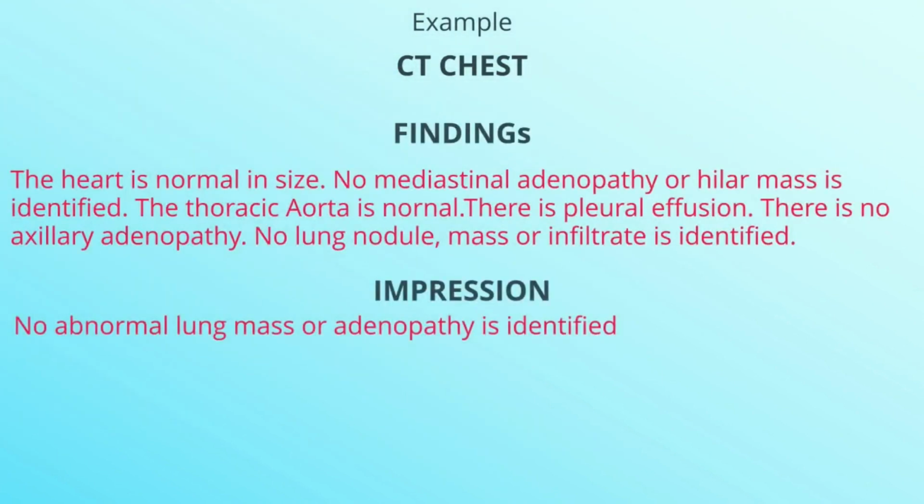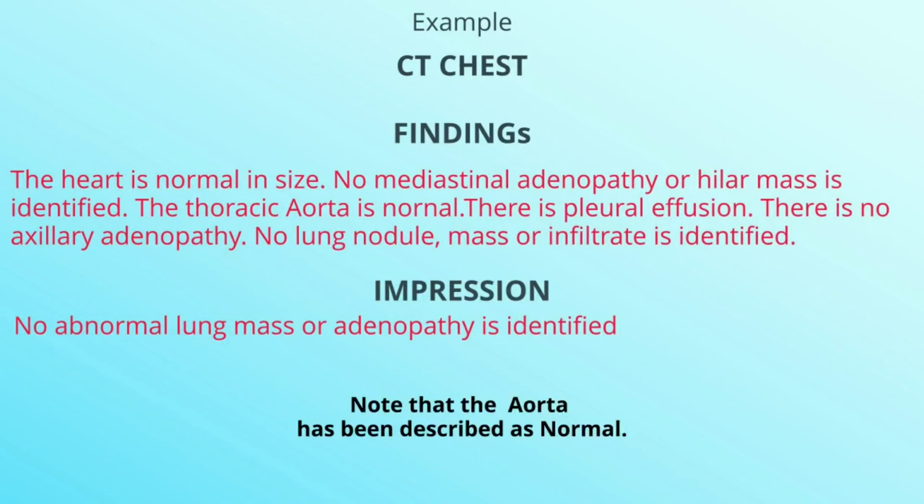Findings. The heart is normal in size. No mediastinal adenopathy or hilar mass is identified. The thoracic aorta is normal. There is pleural effusion. There is no axillary adenopathy. No lung nodule, mass, or infiltrate is identified. Impression. No abdominal lung or adenopathy is identified.